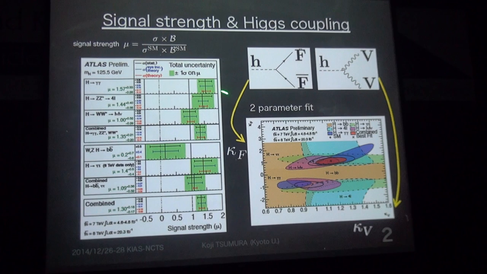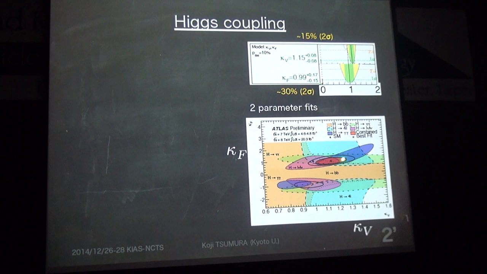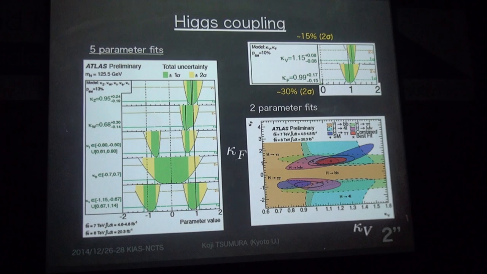This plot you already know. This is a signal strength plot, and this is a two-parameter fit of these two couplings. At the ATLAS experiment, this central value is 1.15, and kappa F is almost 1. This is the current situation, but we still have very large uncertainty in this plot. And in the five-parameter fit, we have more uncertainty.